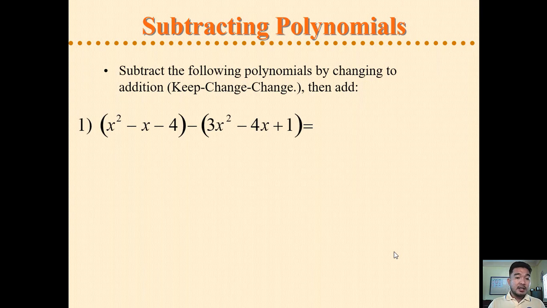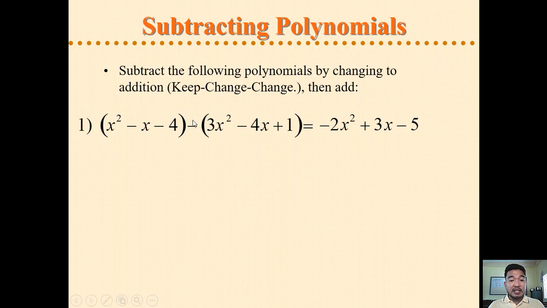Then add. Okay. Here we have x squared minus x minus 4 minus 3x squared minus 4x plus 1. So anong mangyayari? Keep mo lang yung x squared minus x minus 4. You just keep this. Wala kang babaguhin dyan, and then mag-proceed ka sa addition, then change the sign of all these terms. So si 3x squared magiging ano na siya? Negative 3x squared. So x squared plus negative 3x squared is negative 2x squared.